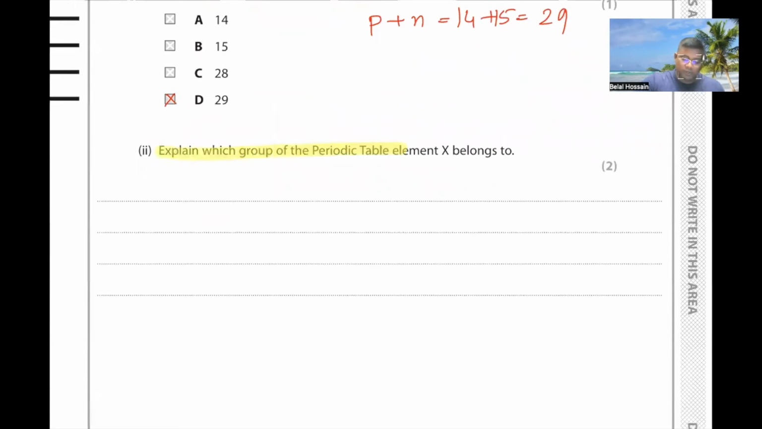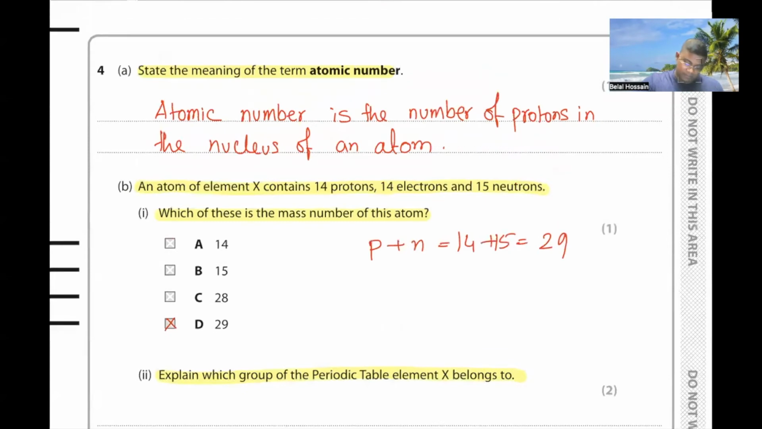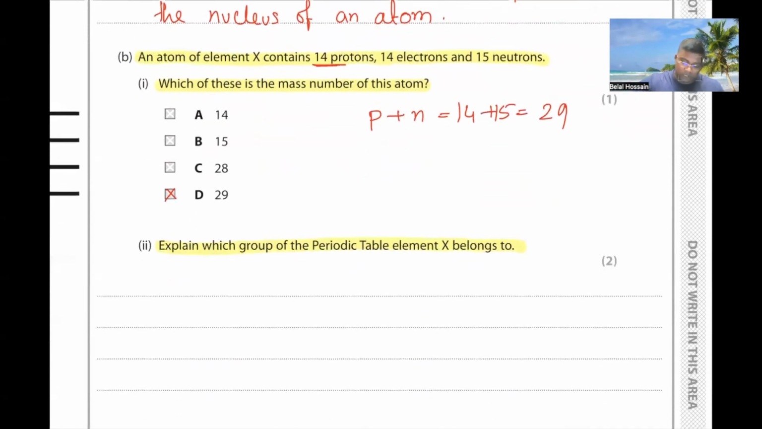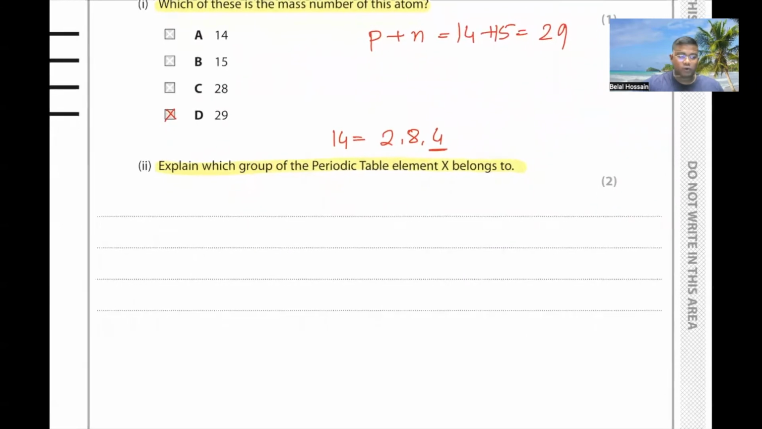Explain which group of the periodic table element X belongs to. Now element X has 14 protons. So if we were to do the electronic configuration of 14, that would be 2, 8, 4. So we can easily tell that it belongs to group 4. So it belongs to group 4 because there are 4 electrons in the outer shell.